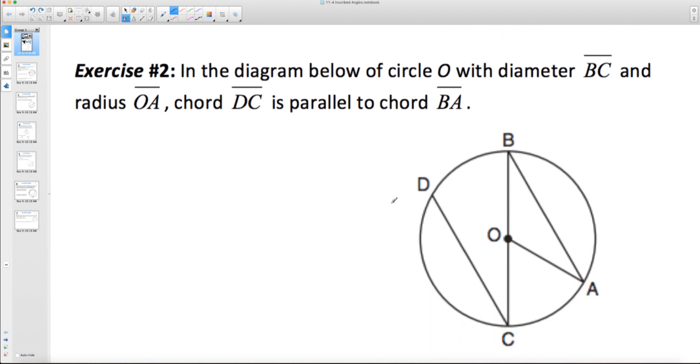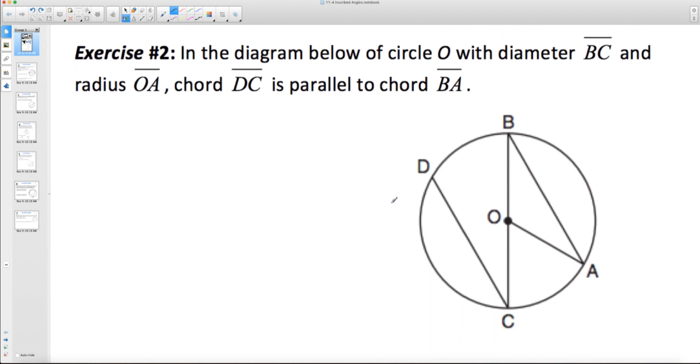Take a look at this next one. In the diagram below of circle O, BC is a diameter. That's important. OA is a radius. DC is just a chord. If you remember from the other video, a chord just goes from endpoint to endpoint. And then they also tell us that DC is parallel to AB. So I'll do the parallel symbol, this little arrow here, just to indicate that they're parallel.